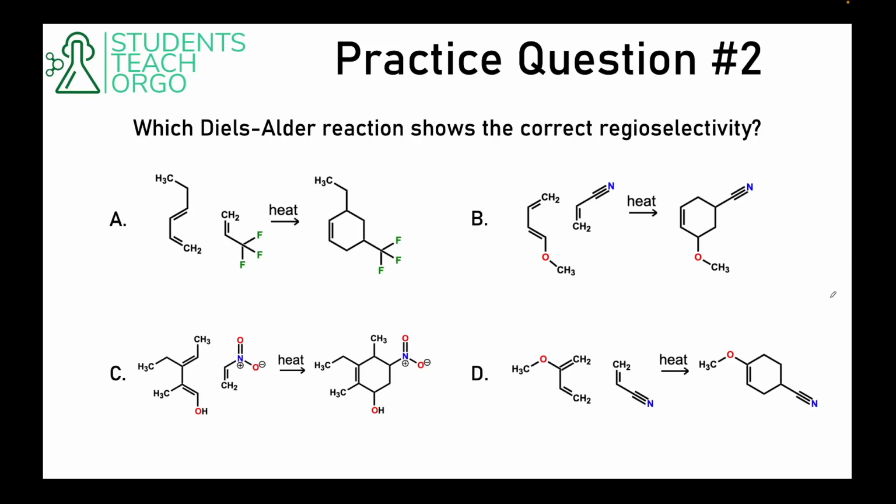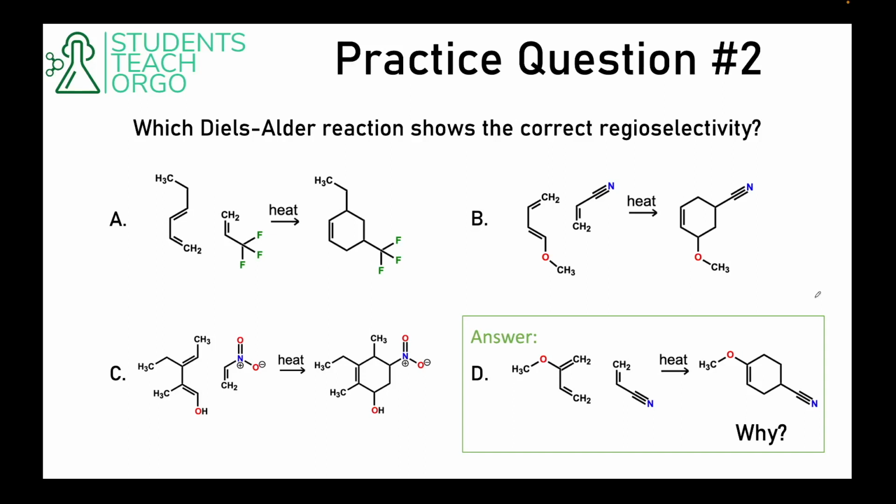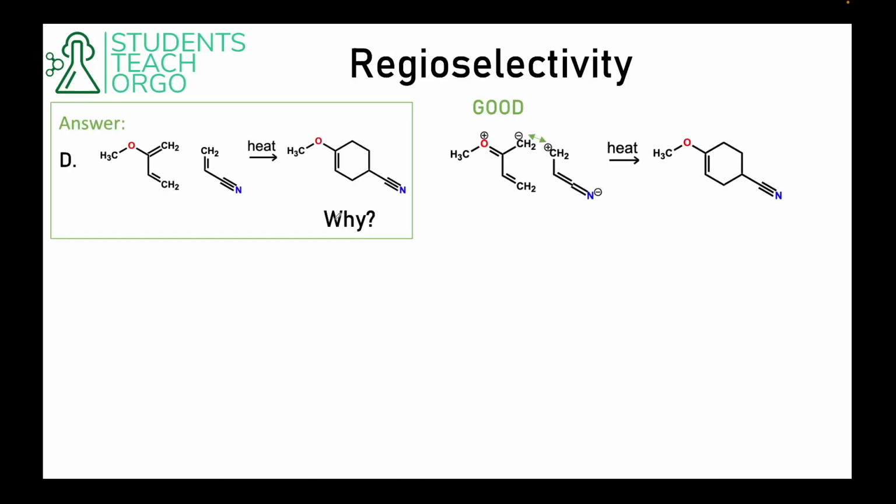All right, I'll go ahead and show you the answer here. The answer would be D, and I'll explain that on the next slide. So why was D the only one that showed the correct regioselectivity? Over here, I've drawn resonance structures of the diene and dienophile, and you can see that it's a little bit different than the resonance structures I showed you before, right?